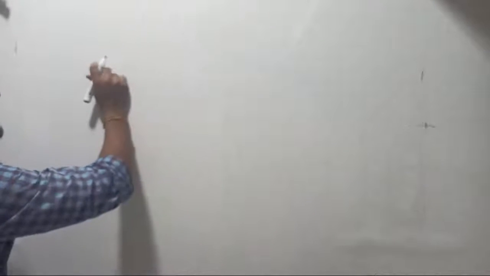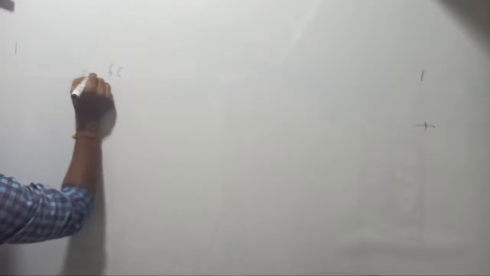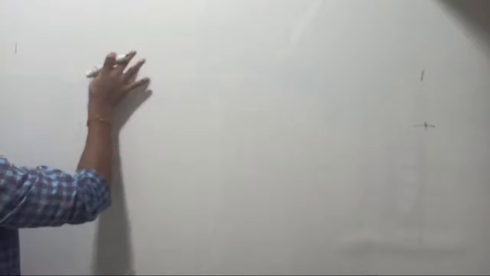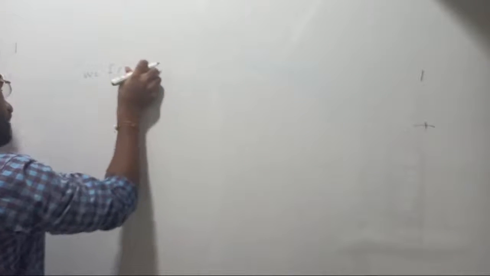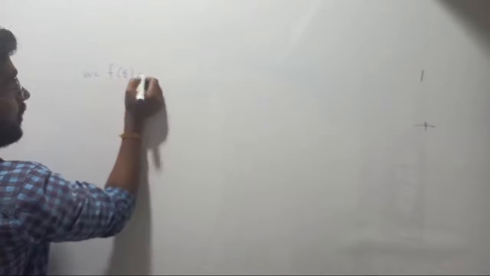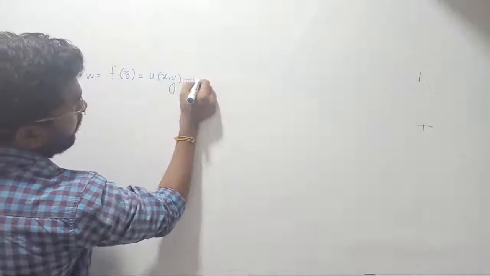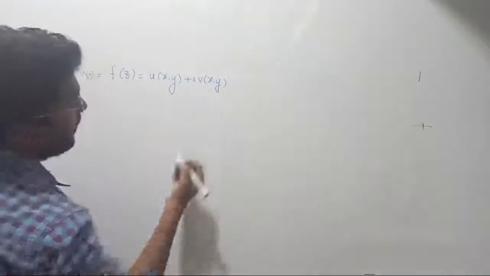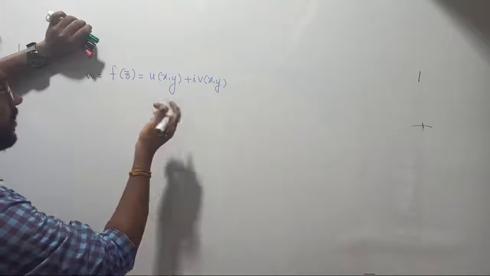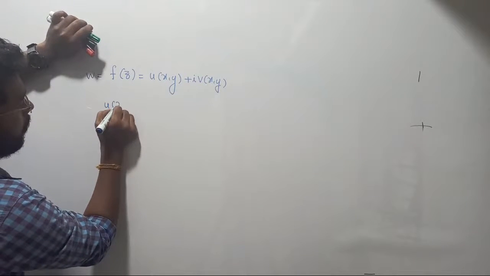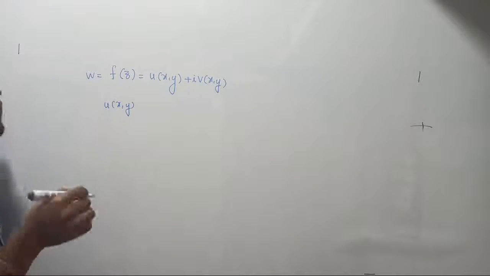Fine. Next, sometimes a value will be given to you. In rectangular form, we all know, w can be written as f of z, which can be written as u of x comma y plus i into v of x comma y. Yes, that is correct. A function is being defined like this. Now the question is, for example, u is given to you all. The real part of an analytic function is given.